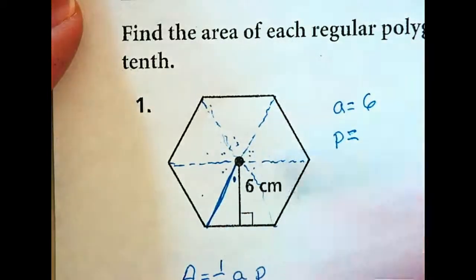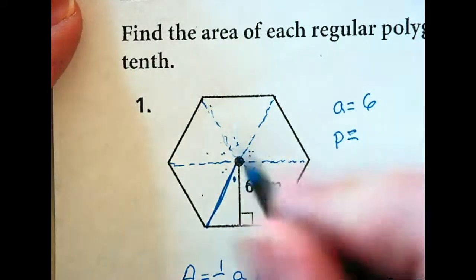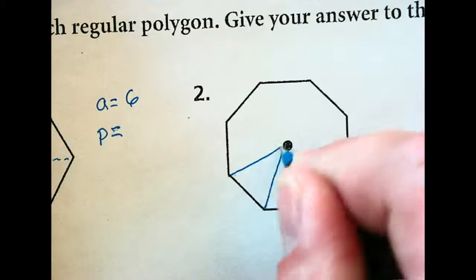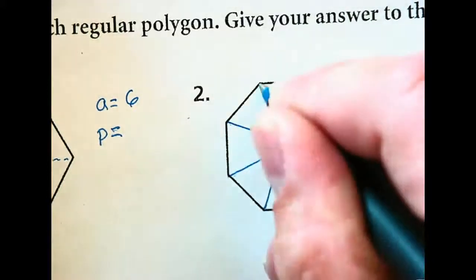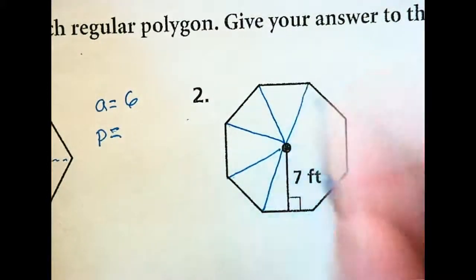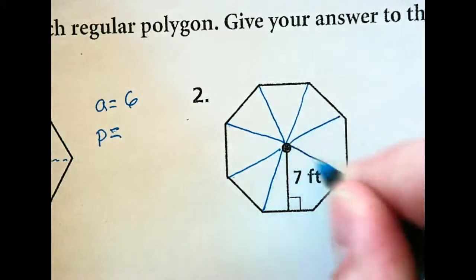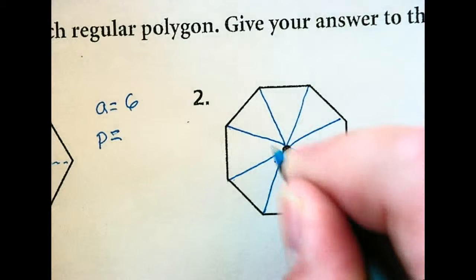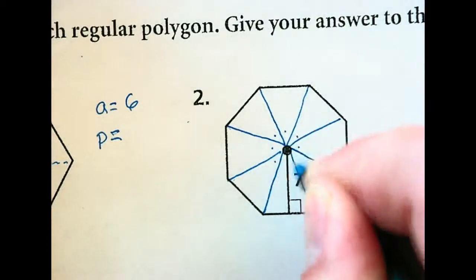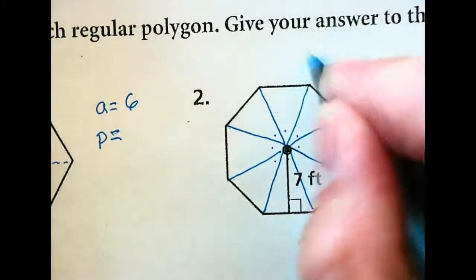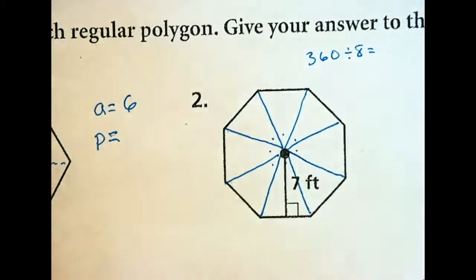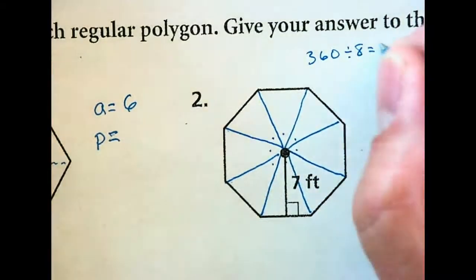So this was 60. I tend to like to think of it as I'm breaking these up into little triangles. So, for instance, I know we're not on this problem, but when I move to number 2, and I'm trying to figure out what this interior angle is, right here, there's 8 sides, so if I go 360 divided by 8, that ends up being 45 degrees.